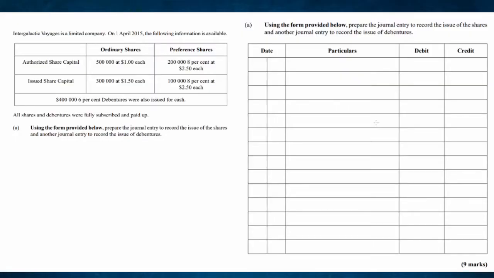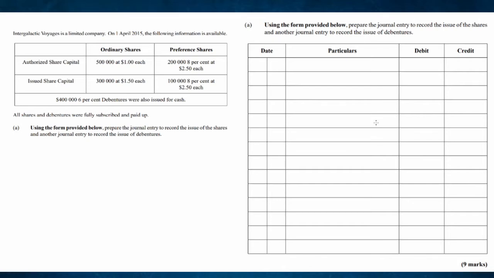This is a question that was taken from the 2016 CSEC Principles of Accounting exam. It's a wonderful question to help you in practicing your company accounts. Intergalactic Voyages is a limited company, the question says, and on 1st April 2015, you were provided with the following information. The question is asking you to use the form that is provided. If you look on the right hand side of the screen, you'll see a form. This is a form for you to fill in the journal entries to record issue of shares as well as to record the issue of debentures.